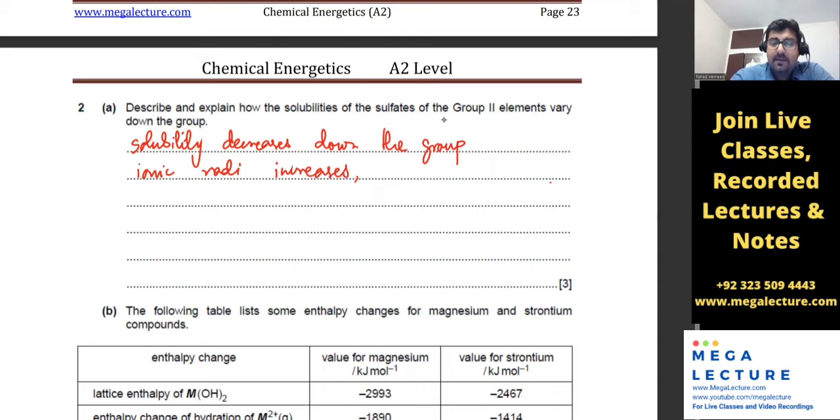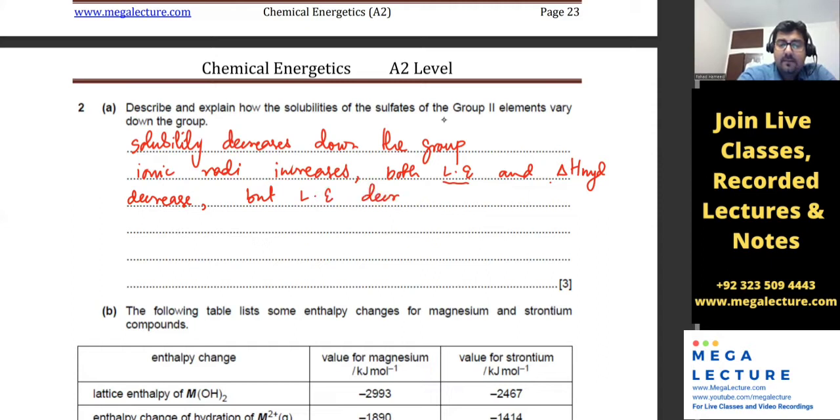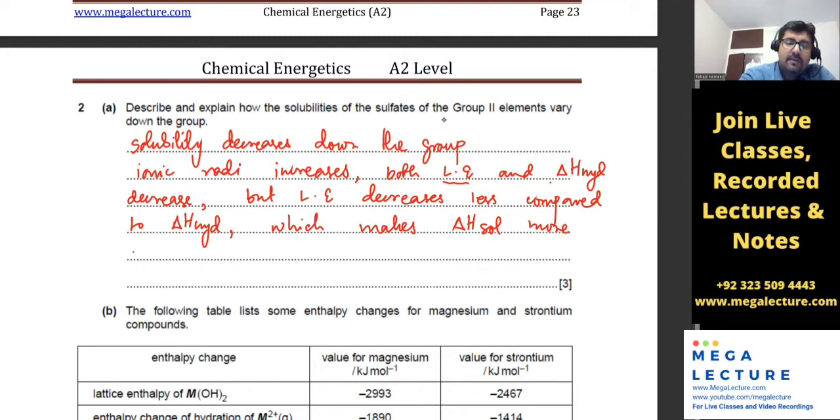So if it increases, what happens? Both lattice energy and delta H hydration decrease. But solubility decreases, that means it's becoming endothermic. So the endothermic part, which is the lattice energy, decreases less compared to delta H hydration, which is the exothermic part, which makes enthalpy of solution endothermic down the group. So you can write more endothermic or less exothermic.